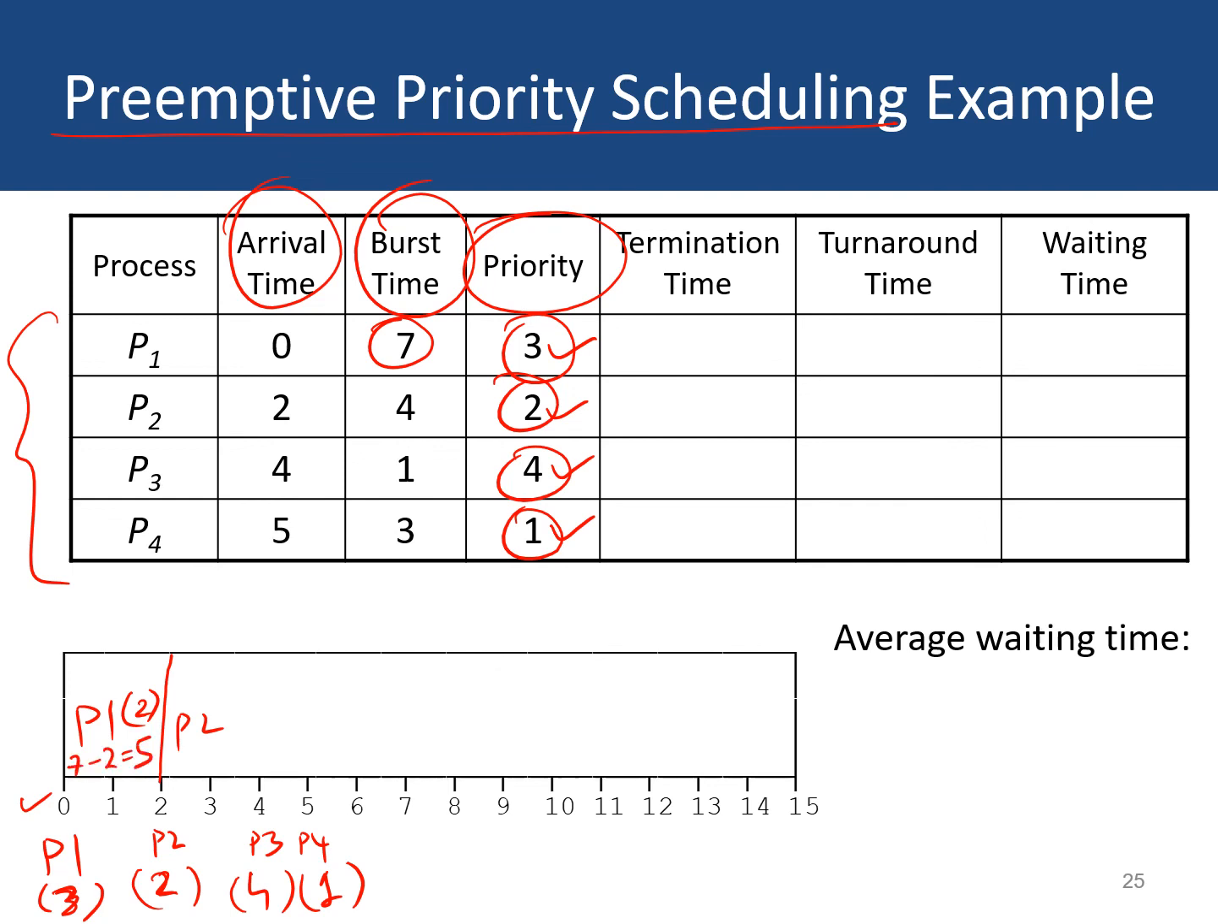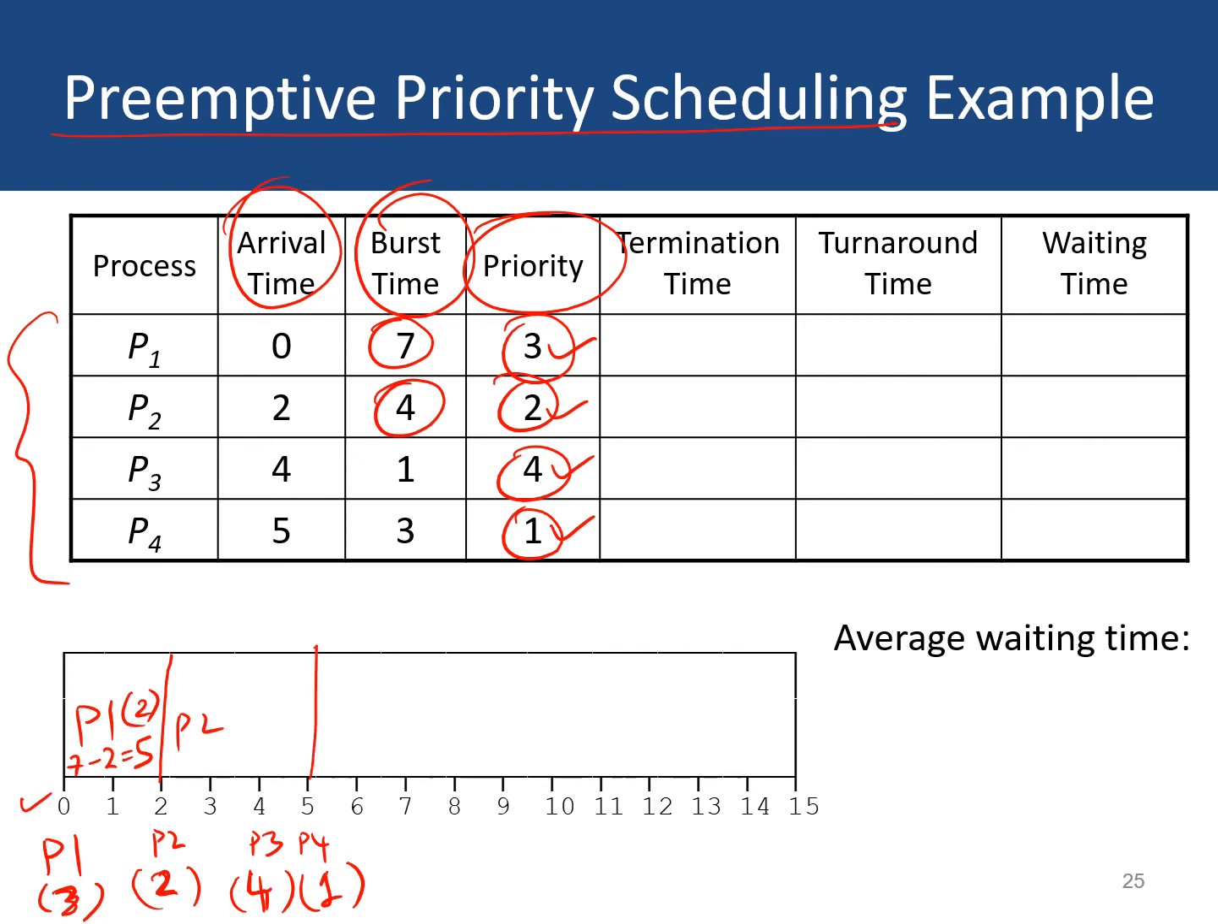P2 executes until time 4 over here. P2 has a CPU burst of 4. Now at time 4, P3 comes in. Now note that P3 has a priority value of 4 and P2 has a priority of 2. So a smaller priority number is a higher priority. So P2 has a higher priority as compared to P3. So nothing to worry. P3 cannot preempt P2. So we continue.